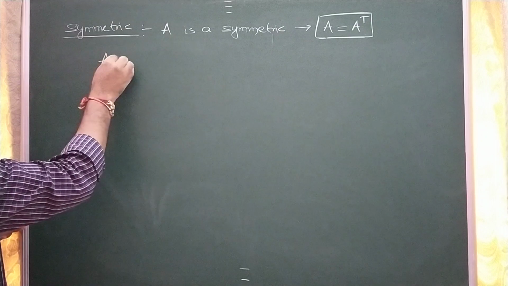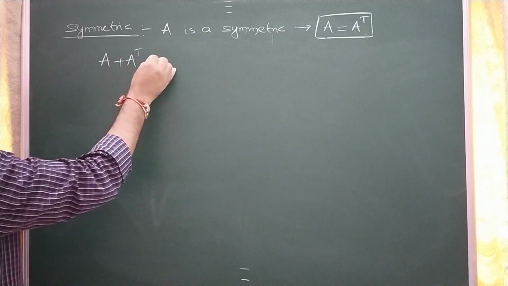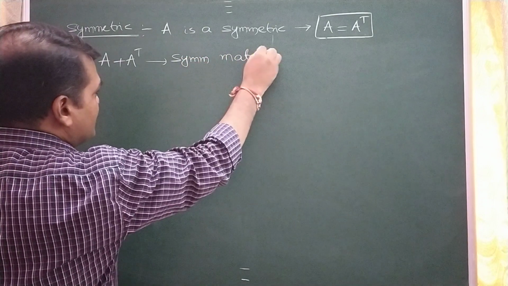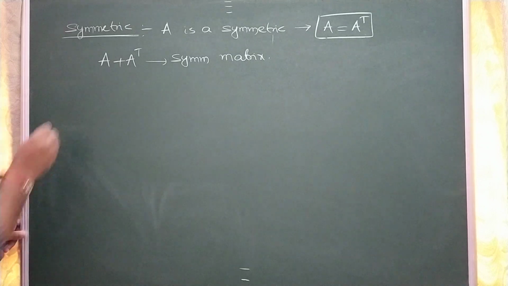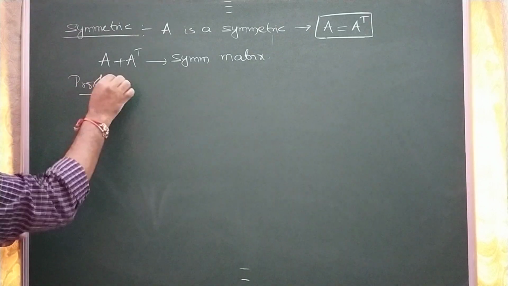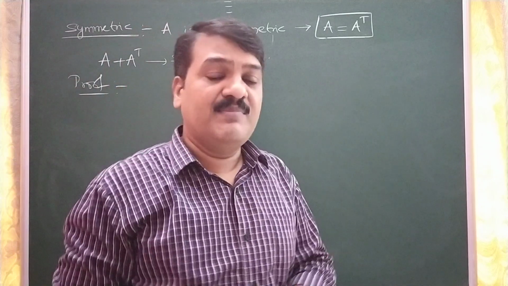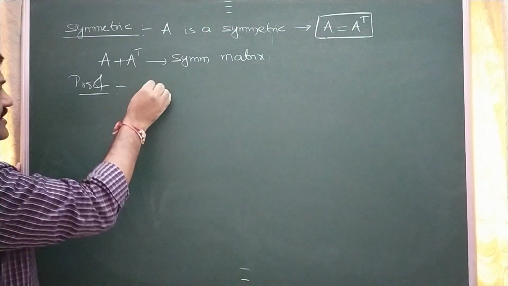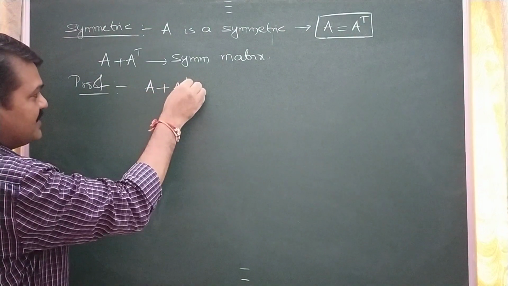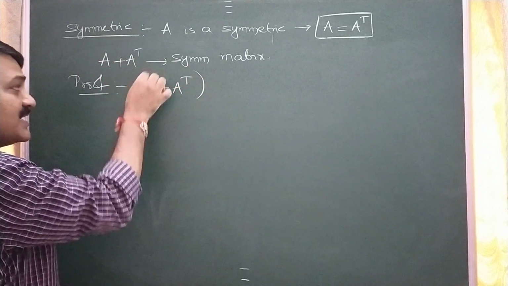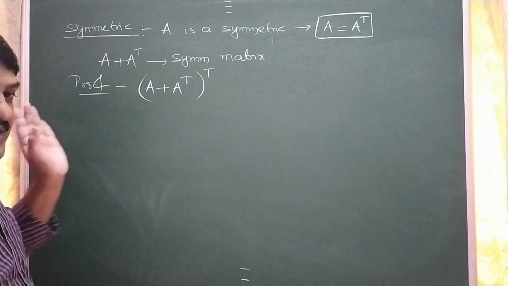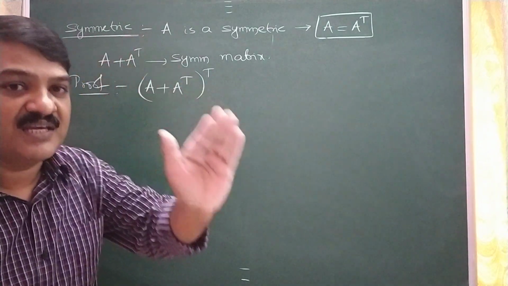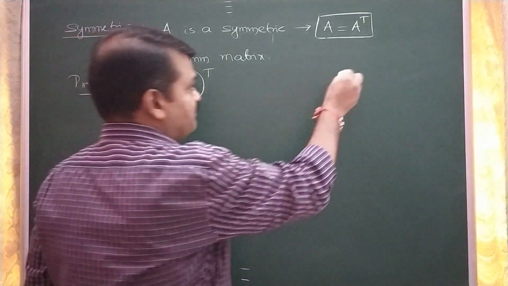A plus A transpose, this is always a symmetric matrix. A plus A transpose is always a symmetric matrix. How? Let us see. So symmetric means what? Basically by transposing you must get the same matrix. So symmetric means if you are transposing this A plus A transpose, you must get back the same matrix. Means you must get back this A plus A transpose again. Will you get? Let us see.